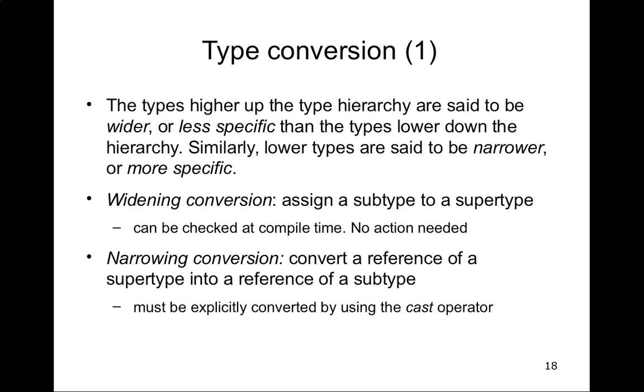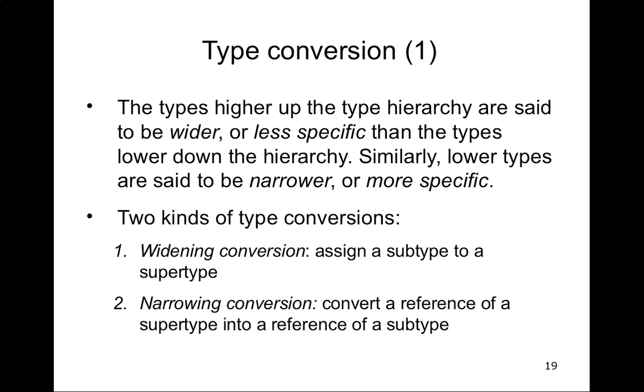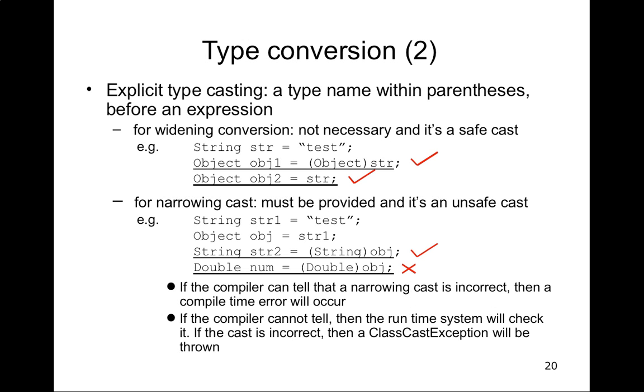Must be explicitly converted using a cast operator. And we saw the cast operator. We put the name of the object inside of opening and closing brackets. I called it an upcast. We'll see that again, so don't worry if you missed it initially. So the types higher up the type hierarchy are said to be wider. This is the same slide, wait a minute.